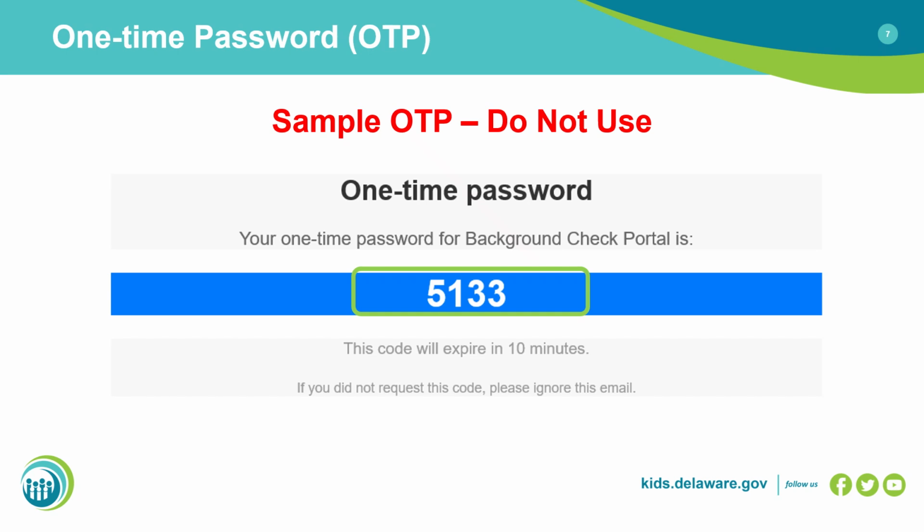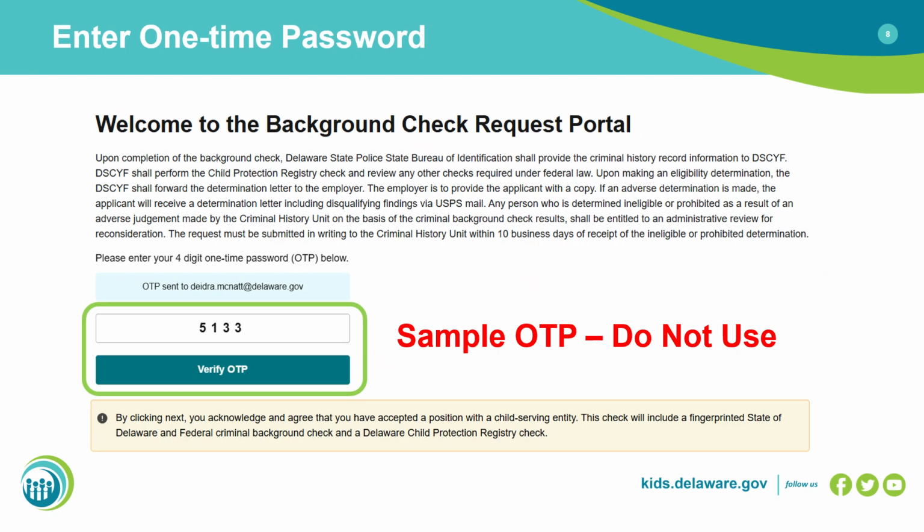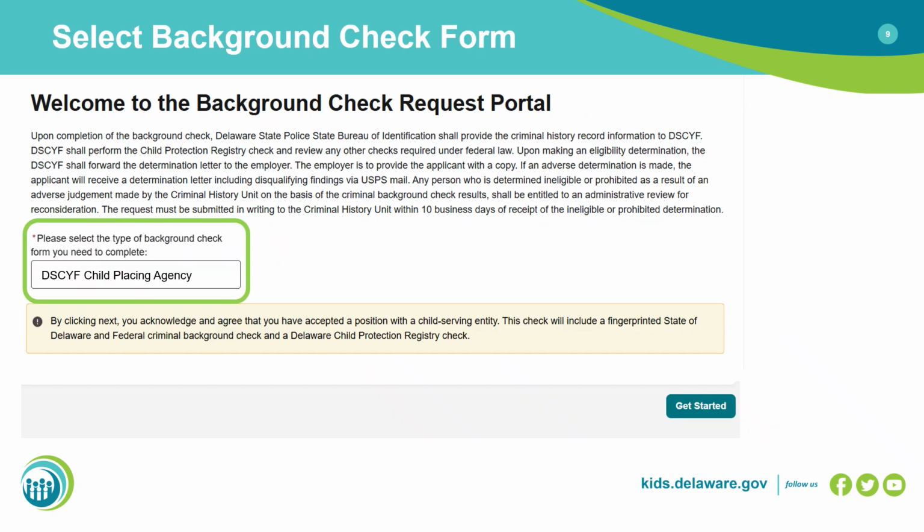Upon clicking Send OTP, a 4-digit password is sent to the email address entered. Return to the home page, enter the one-time password, then click Verify OTP. Select DSCYF Child Placing Agency from the Choose Item drop-down list, scroll down, then click Get Started.